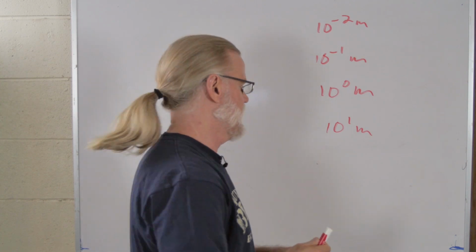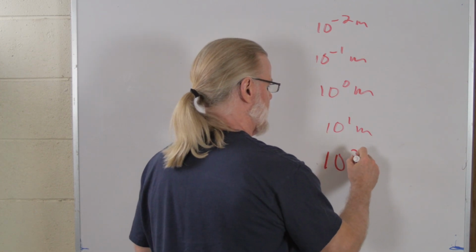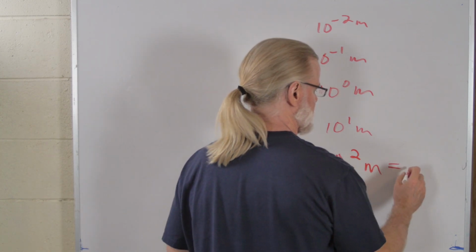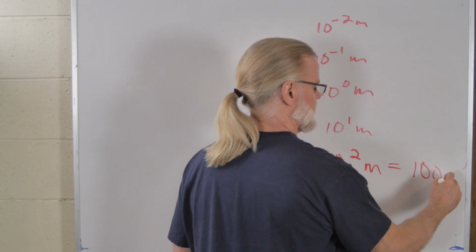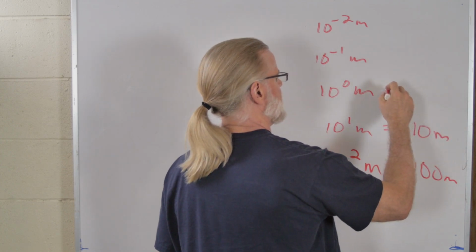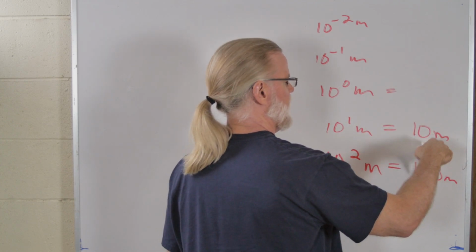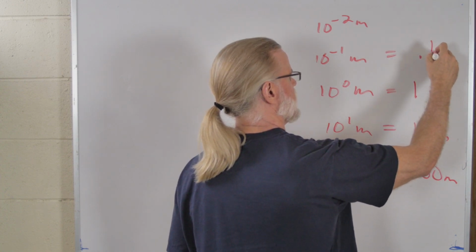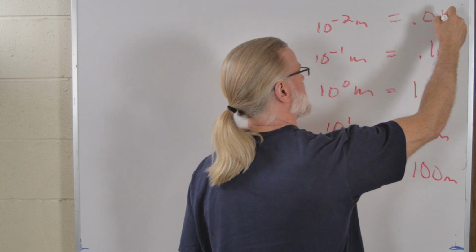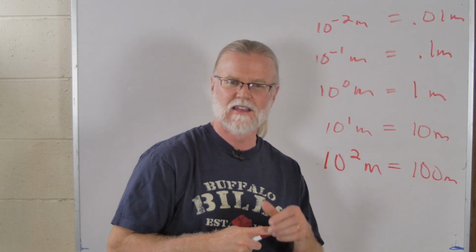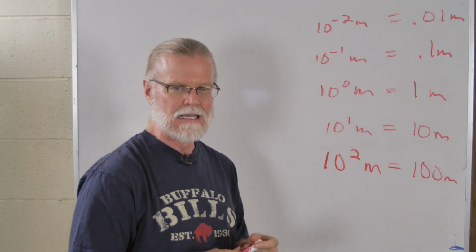All right, let's remind ourselves why 10 to the 0 is 1. Well, we know that 10 to the 2 is 100, so it stands to reason 10 to the 1 is 10, and therefore this must be 1. If we look at the trend, this is 0.1 and this is 0.01. So we see the trend, and in that case it makes sense that 10 to the 0 is indeed 1.